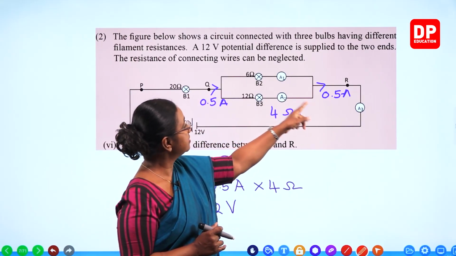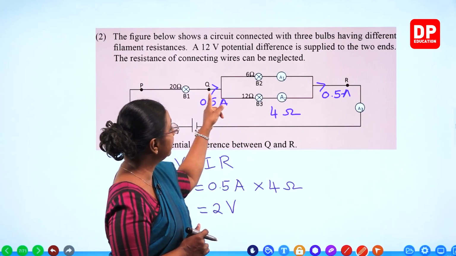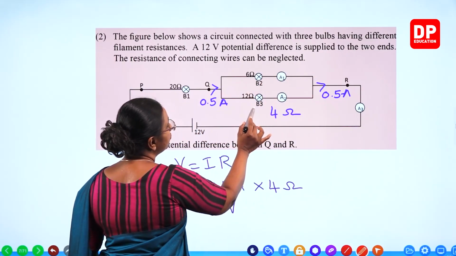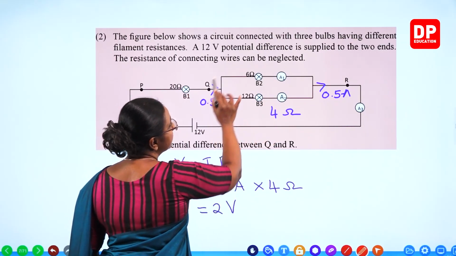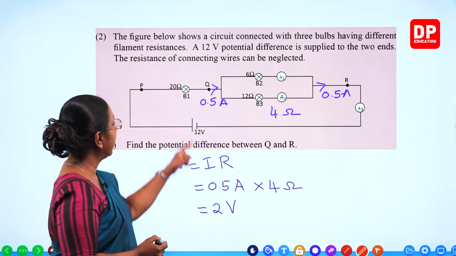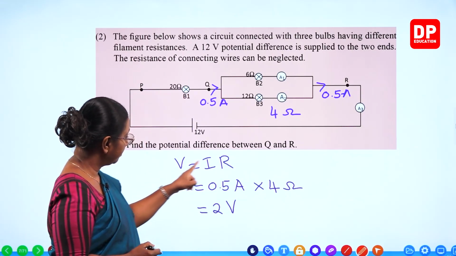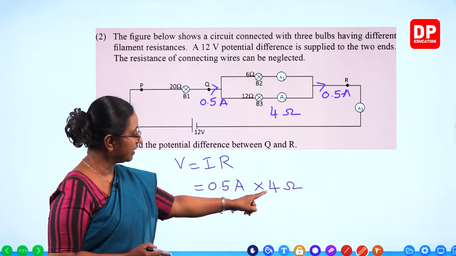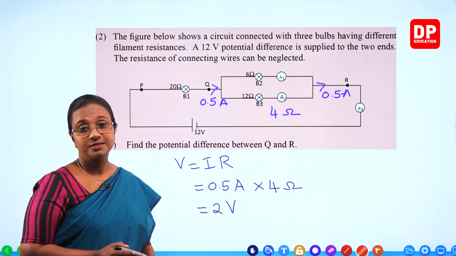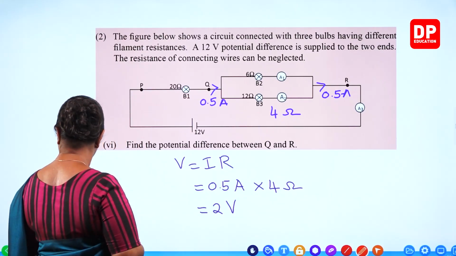So potential difference across Q and R, or potential difference between Q and R. We consider this full thing with the B2 and B3 and the ammeters as one component with a resistance of 4 ohms. And the current flowing through that is 0.5 amperes. So V equals IR, 0.5 amperes into 4 ohms. You get the answer as 2 volts. With that, I'm going to move on to the next slide.